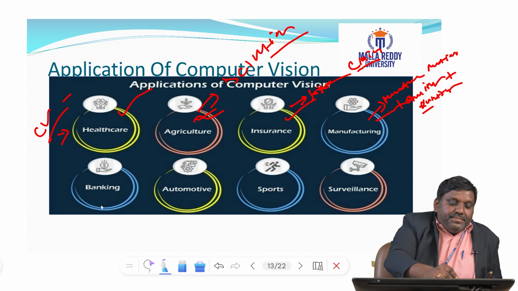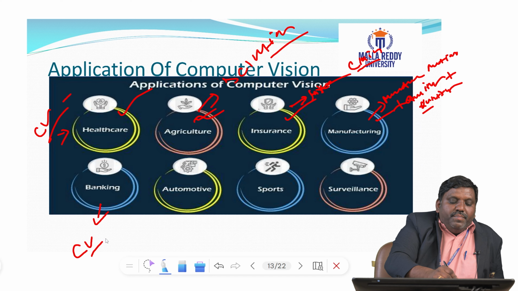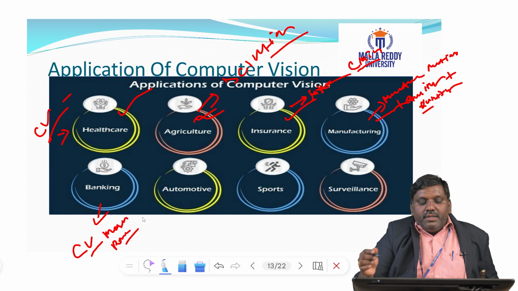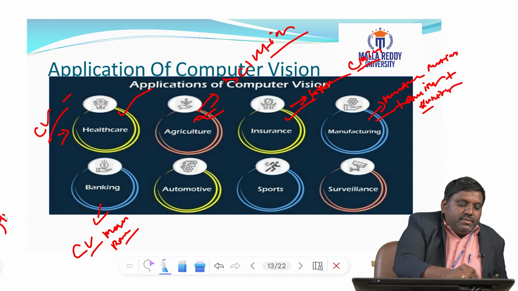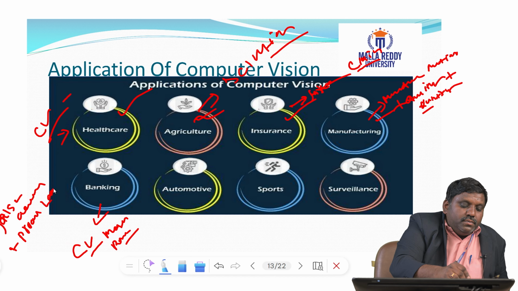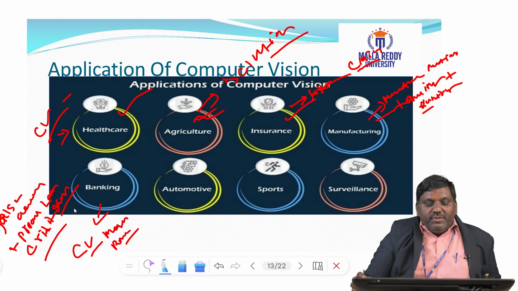Then in the banking sector also, our CV system is playing a major role. In the banking system, false accounts, processing loans, credit score, for everything they are using this computer vision algorithm nowadays.